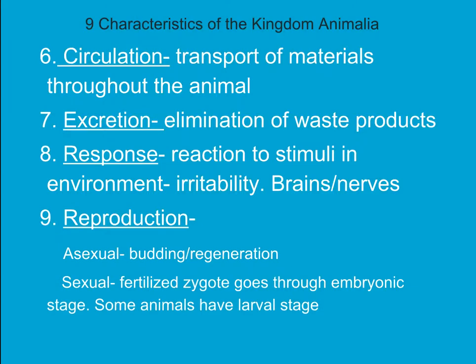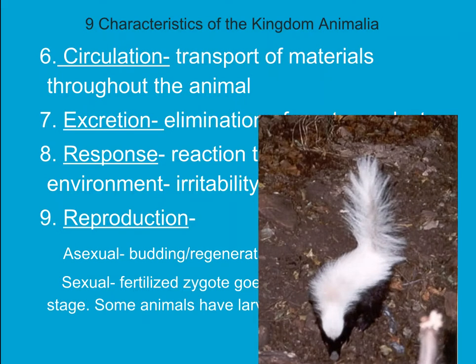The last characteristics are circulation, excretion, response, and reproduction. Circulation is when animals transport materials throughout the animal. Excretion is the elimination of waste products. Response is reaction to stimuli in the environment, irritability, brain and nerves. Reproduction can be asexual, which is budding, regeneration, or sexual, which can be a fertilized zygote that goes through the embryonic stage. Some animals have larval stages as well. So when we talk about response, here's a skunk, and they respond to the environment in a stinky way.